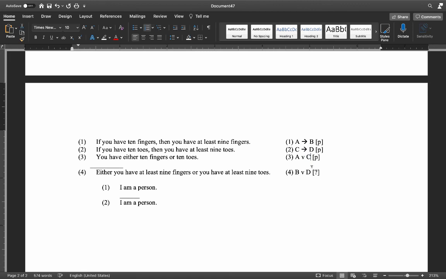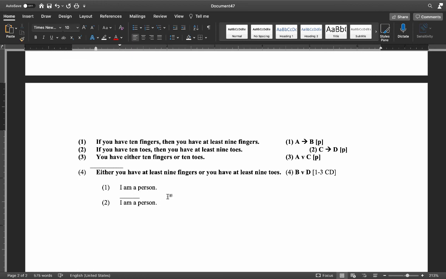Oh, this one was A or C, right? Either you have 10 fingers or you have 10 toes. 10 toes was C. All right, so we know A gives us B, we know C gives us D, and we know A or C. Well, the fact that A or C means either this one is right or this one is right. If it's this one, you're going to get B. If it's that one, you're going to get D, which means you've got to get either this one or this one. And that's what the conclusion is. So indeed, this conclusion does follow. It's a conclusion from 1 to 3 by constructive dilemma. So this is another case of a valid argument.